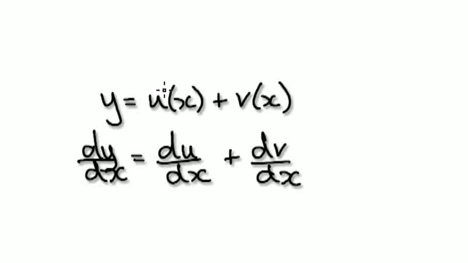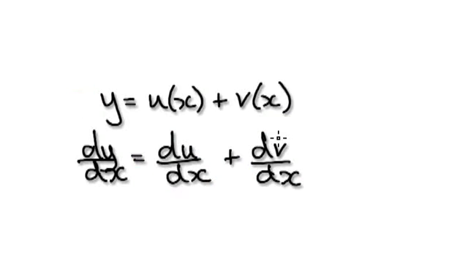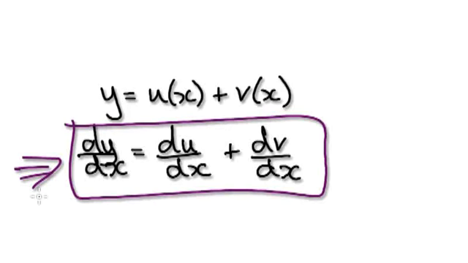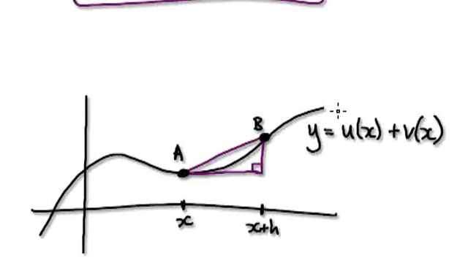How is it that we know this? How is it that we know if you want to differentiate this, you can just simply add the two together? So in this video, I will show you how it is that you know this. Okay, so start by looking at your line.